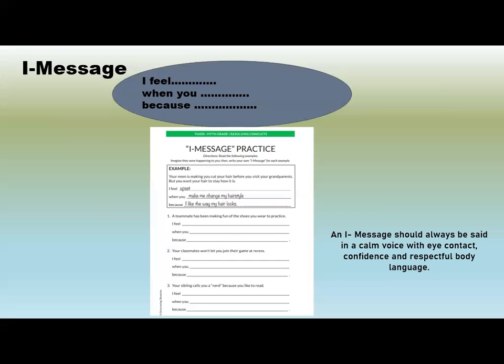A lot of our students obviously do not have confrontations with each other when you're younger, so a lot of them actually will use cell phones and social media. So in that case, you can still utilize the I feel, when you, and because, and still be confident in the writing that you do and still be respectful. Even though you're not doing it in person, you can still be very respectful in your messages on social media or text messages.